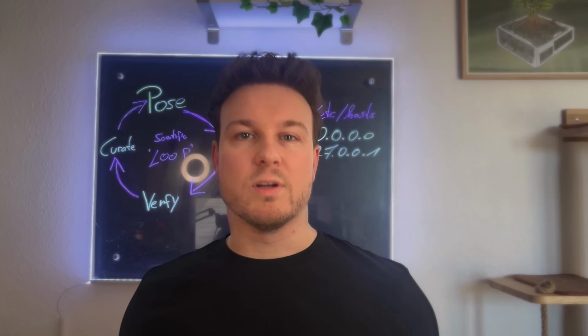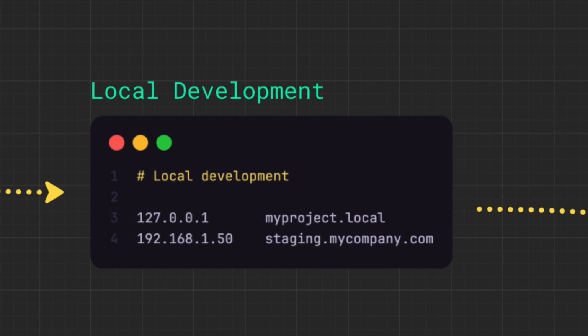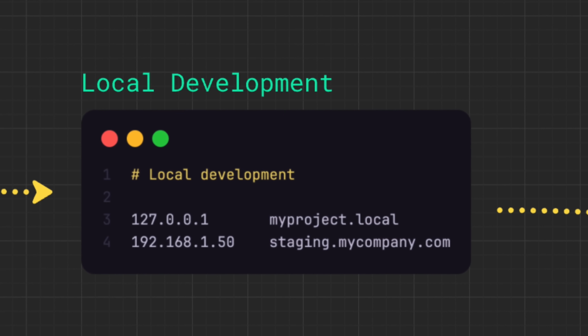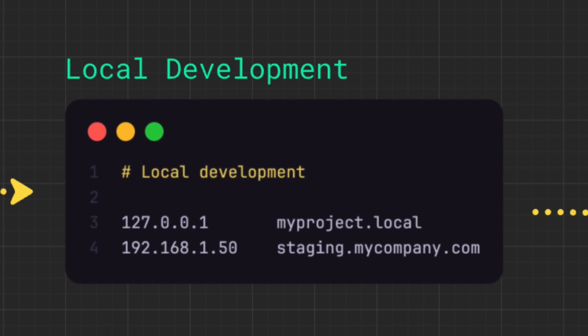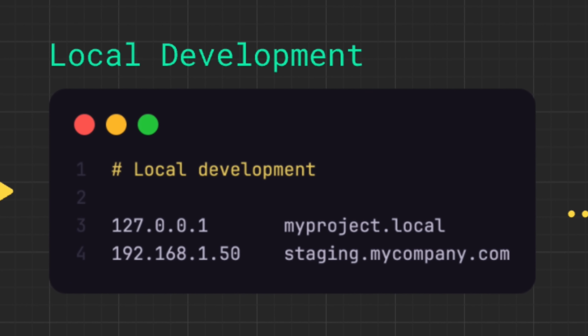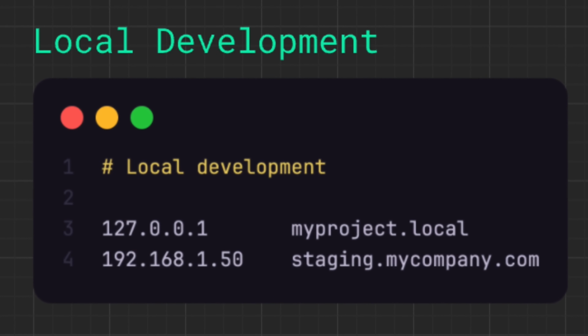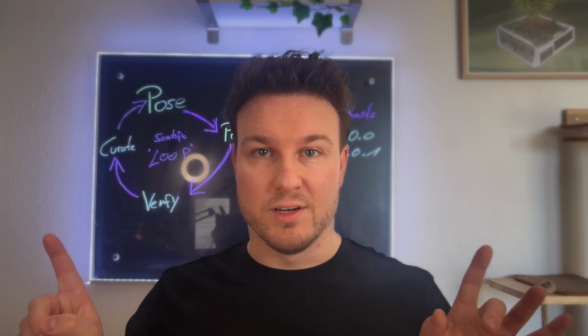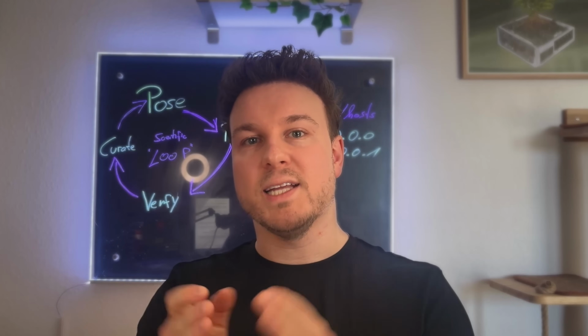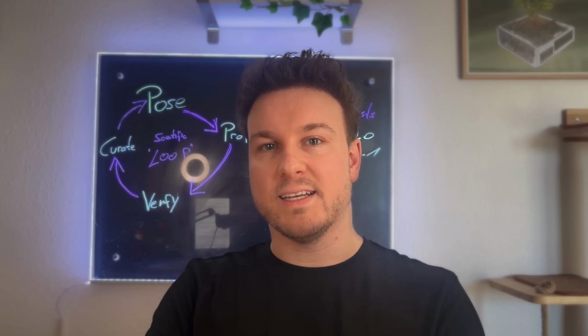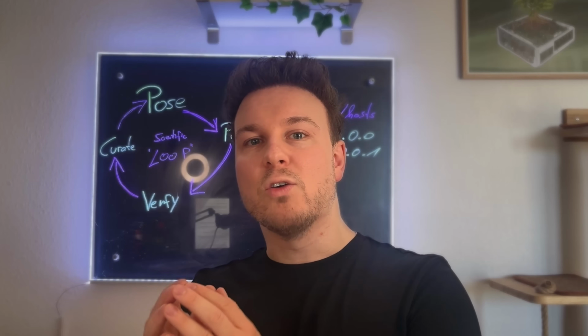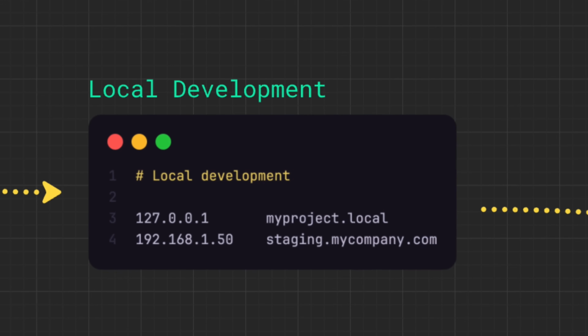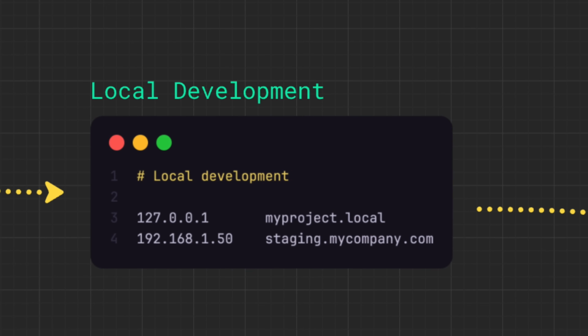Number two, local development. Maybe you have a local development server on your machine, on localhost, and now you want to pretend as if it is already accessible via public DNS, maybe via your company domain. With your /etc/hosts file, you can do exactly that, but it's not really requesting the internet, it's looking up the address in your /etc/hosts.